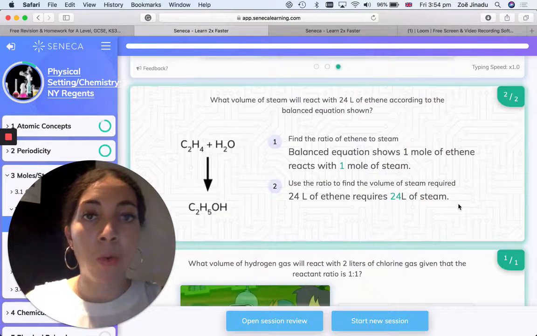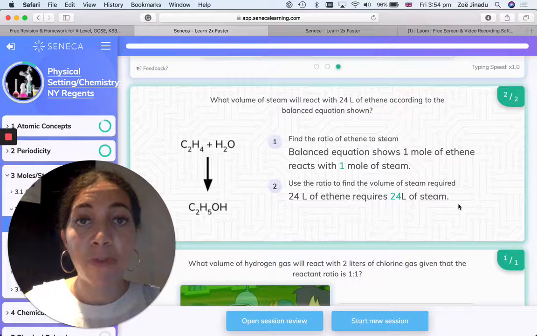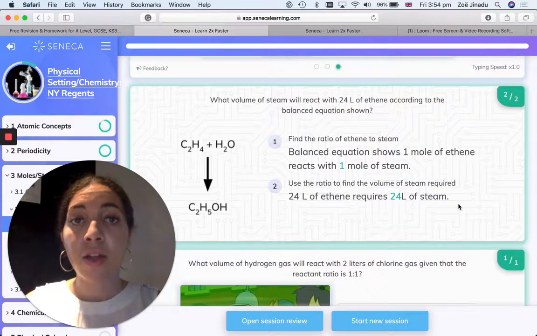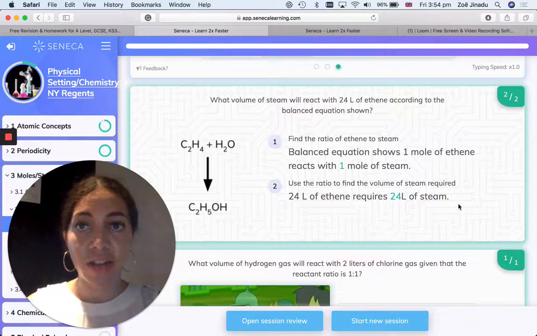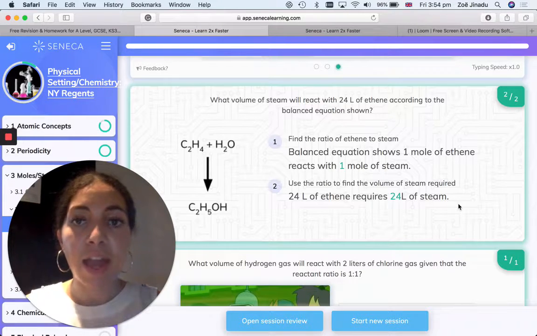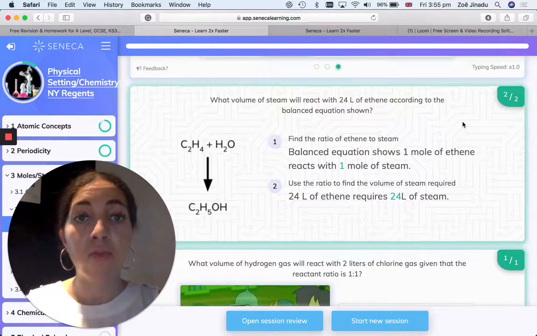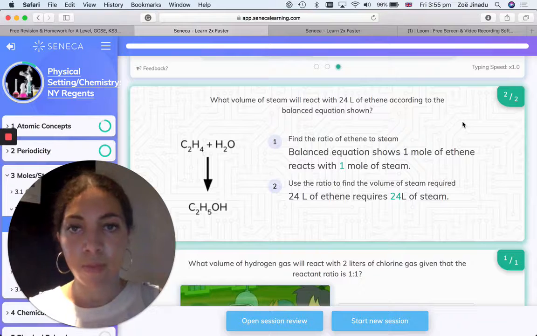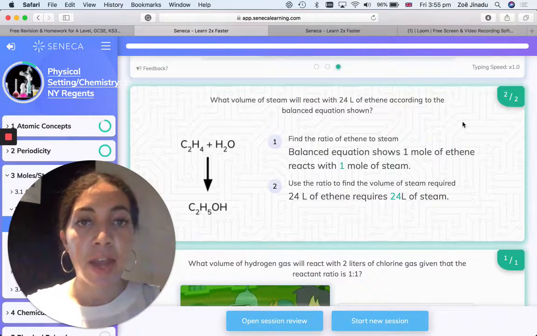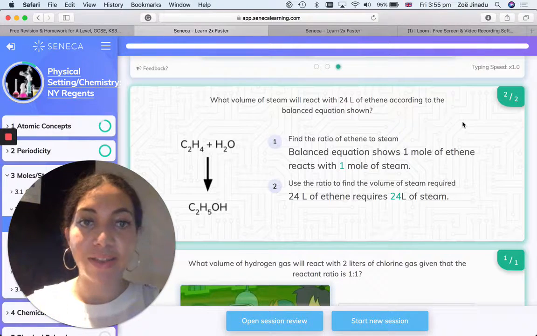Okay, so here's a worked example. What volume of steam will react with 24 litres of ethene according to the balanced equation shown? So the balanced equation is C2H4 plus H2O goes to C2H5OH. So first of all, find the ratio of ethene to steam. The balanced equation shows 1 mole of ethene reacts with 1 mole of steam. C2H4 plus H2O. Then use the ratio to find the volume of steam required. 24 litres of ethene requires 24 litres of steam.